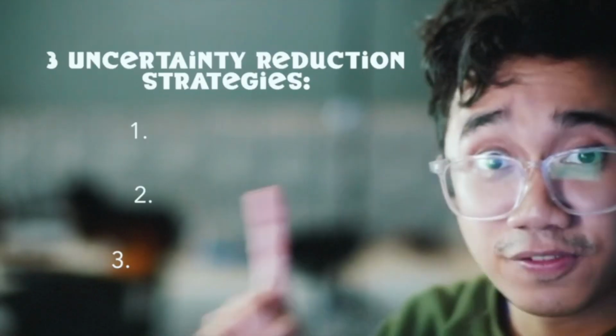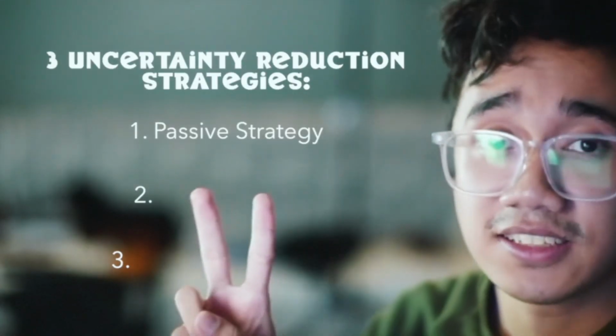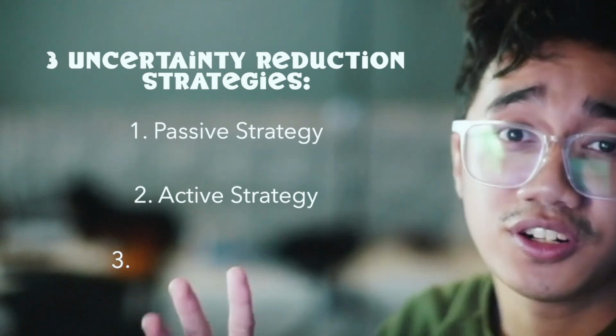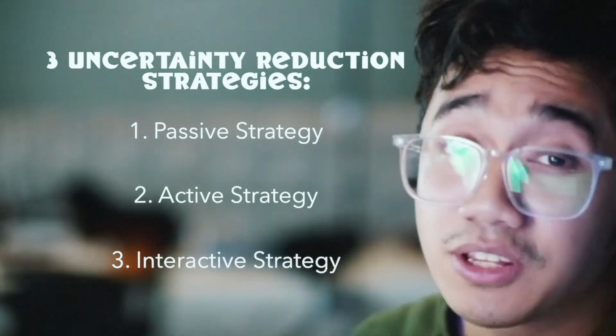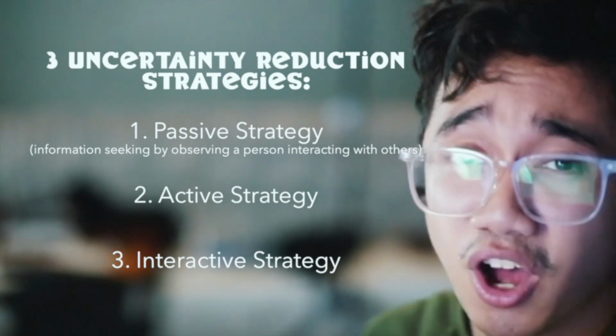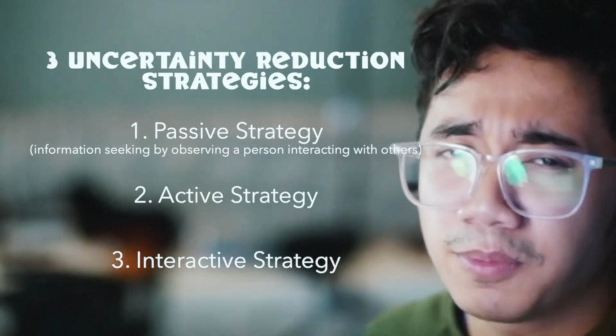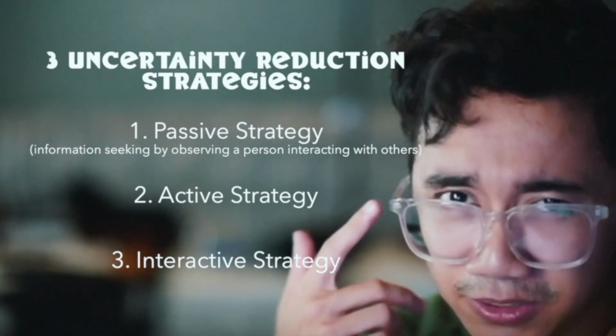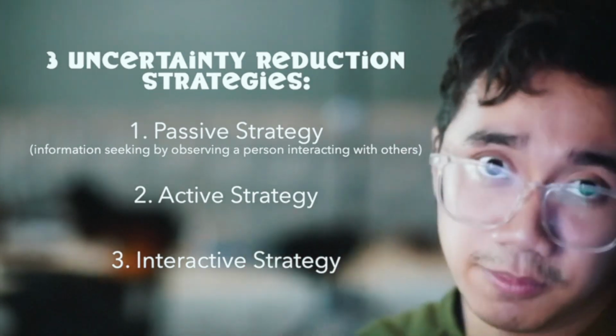Now, there are 3 main strategies that you can approach in reducing the uncertainty of someone. The first is the passive strategy. The second is the active strategy. And the third is the interactive strategy. Now, the passive strategy is when you collect information on a person by observing how they interact with other people, not yourself. By watching them talk to other people and taking mental notes. It's basically a game of observation.